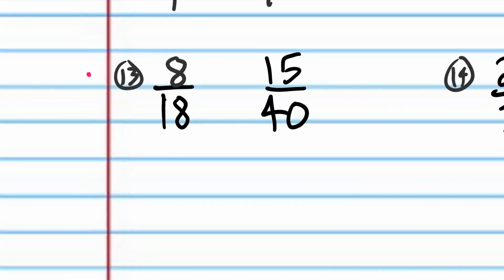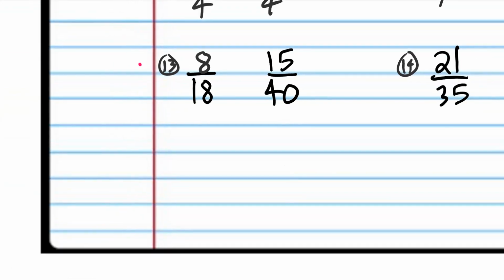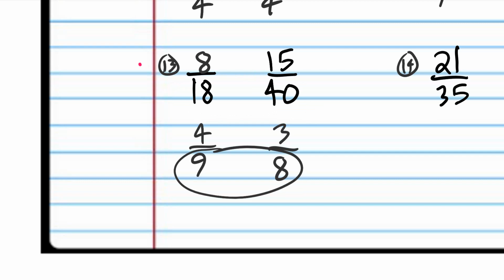All right, so number 13. In this case, both fractions are not reduced. In the previous examples, only one fraction was not reduced, but in this case, both fractions are not reduced. So the easiest way to do this is to go ahead and just reduce the fractions. Divide both sides of the first fraction by 2 to get 4 over 9, and both sides of the second fraction by 5 to get 3 over 8. And so now the purpose of doing that is we have smaller numbers now to deal with. If we tried to find a common denominator with 18 and 40, that would be really difficult. But now with 9 and 8, it's not too bad.